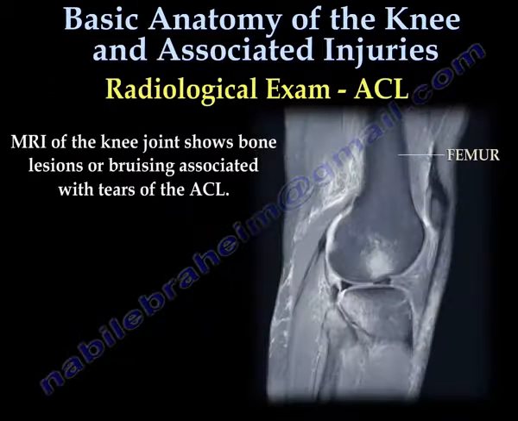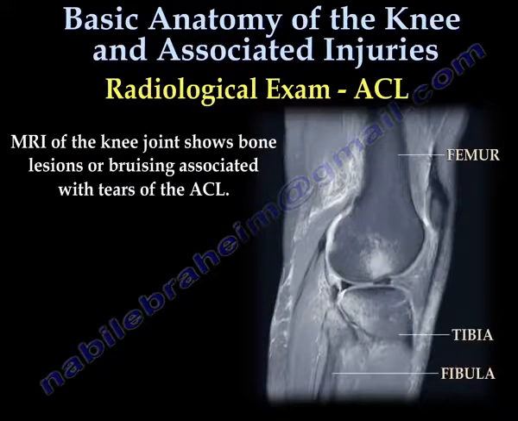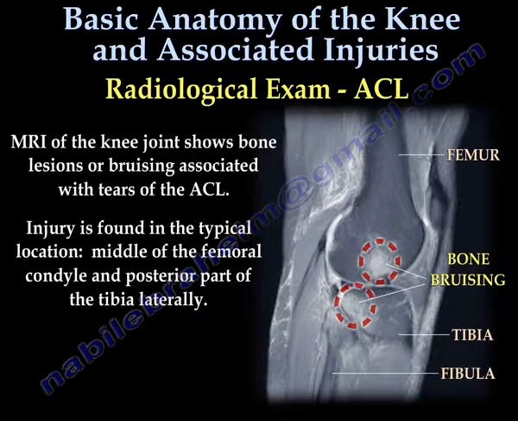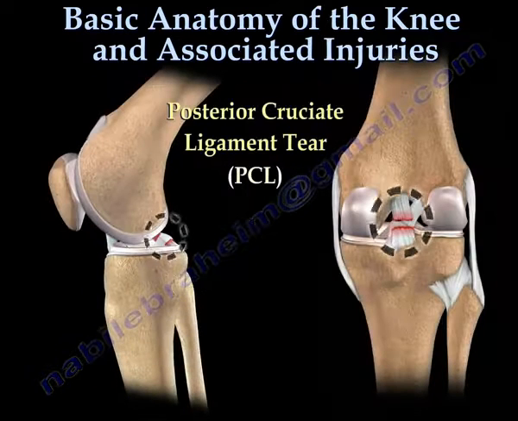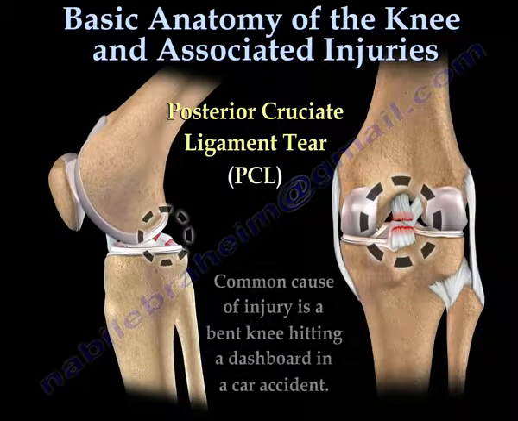Radiological examinations will often show the presence of bone bruising associated with tears of the ACL. These injuries are typically located at the middle of the femoral condyle and on the posterior part of the tibia laterally. When the posterior cruciate ligament ruptures, posterior translation of the tibia will occur.